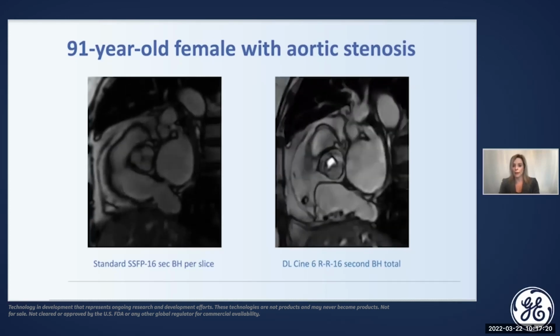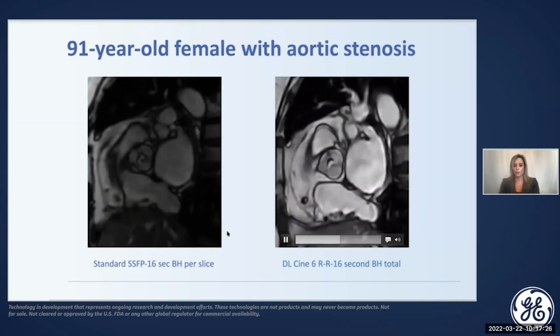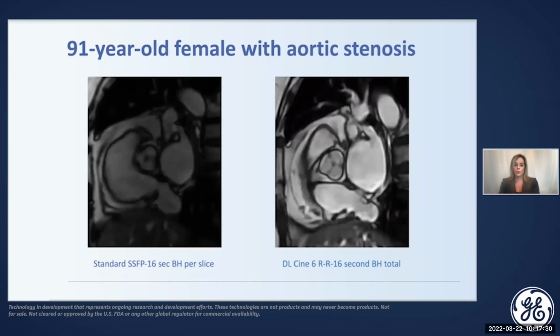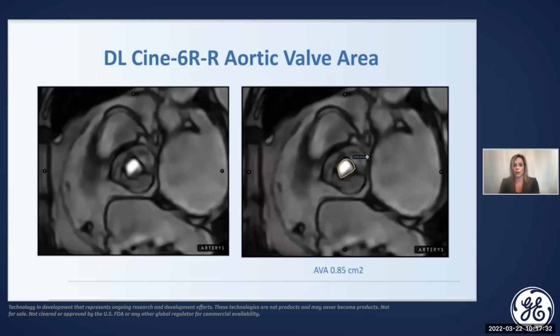I think you can also appreciate that there's improved resolution and better visualization of the aortic valve leaflets, which allows us to have more accurate calculation of the aortic valve area. And so you can see here, I think we have much better visualization of her degree of aortic stenosis. We can see the valve leaflets much better, and this patient has severe aortic stenosis.